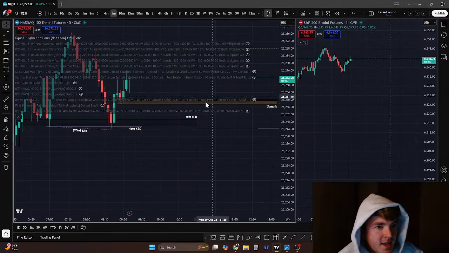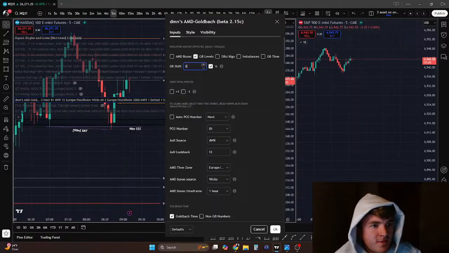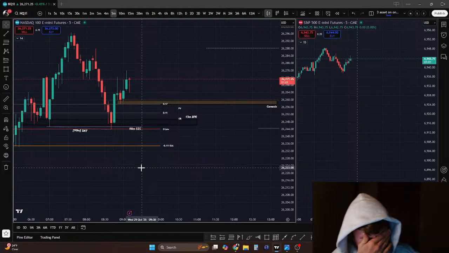So once again, I kind of like this idea of let's actually use this fair value gap down here for longs.